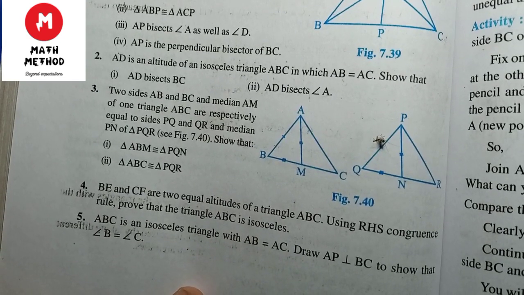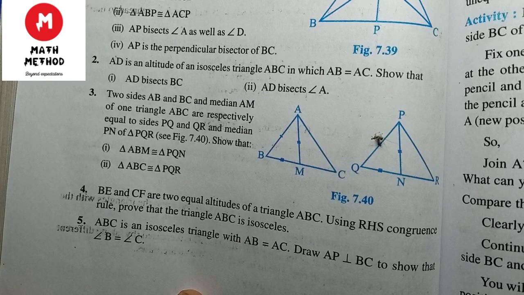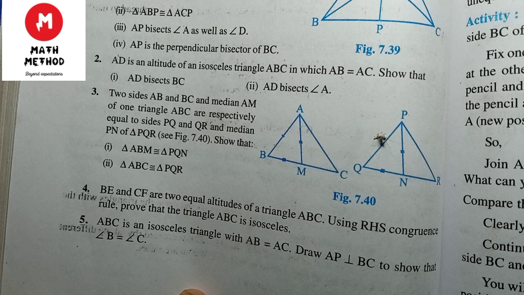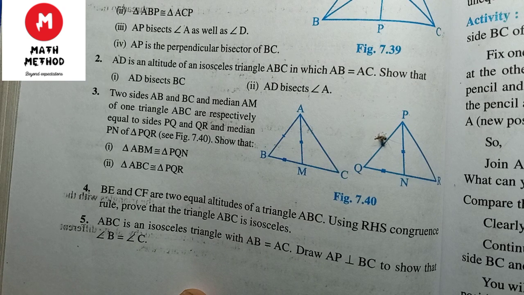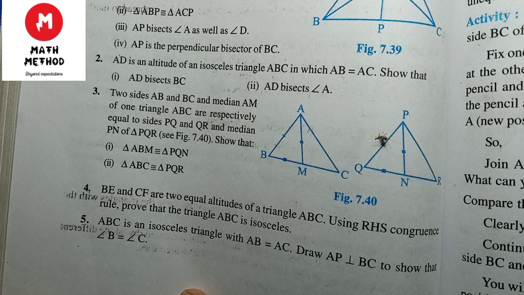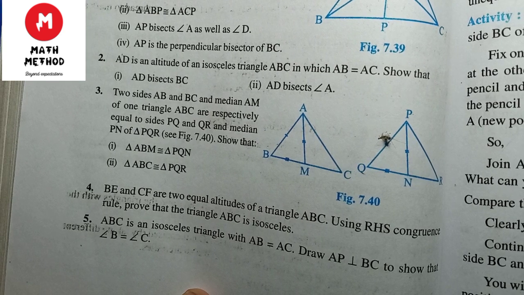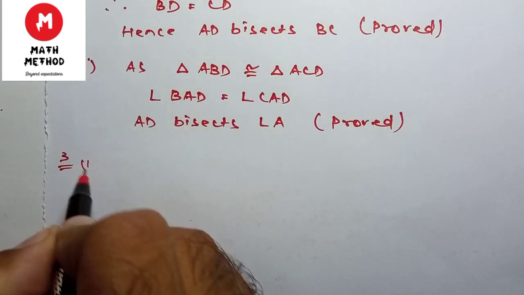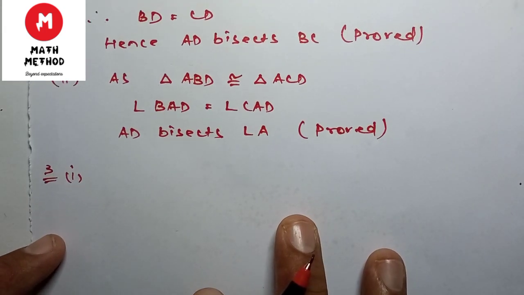Question number 3. Two sides AB and BC and median AM of one triangle ABC are respectively equal to the sides PQ, QR and median PN of triangle PQR. Now we have to show that triangle ABM is congruent with triangle PQN and triangle ABC is congruent with triangle PQR. So I will prove like this. Part 1, question number 3. Our part 1.